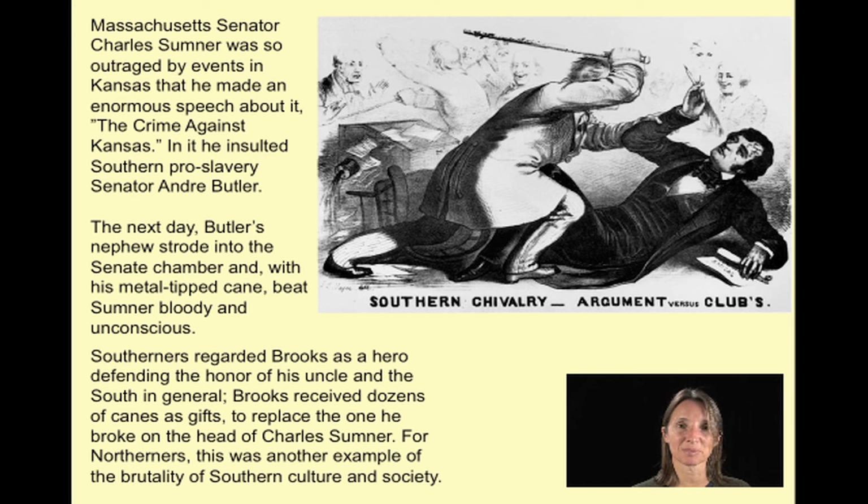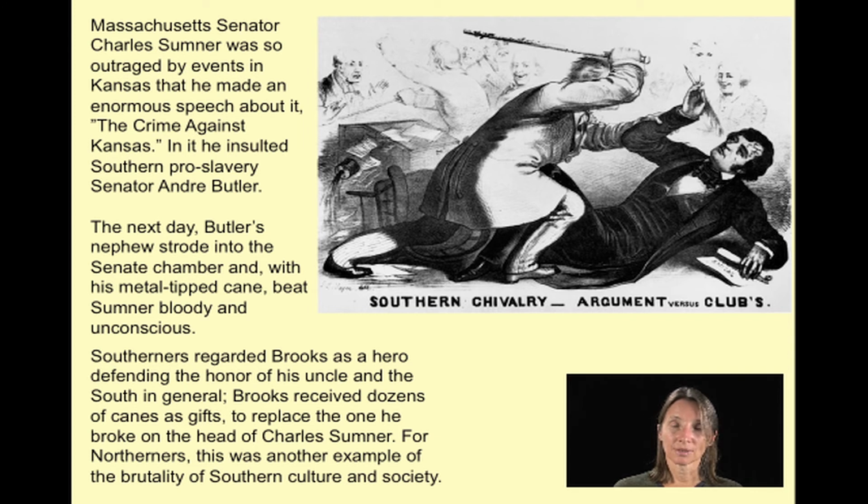And so after he made the speech, the next day, the nephew of the senator, his name was Butler, the nephew of Senator Butler went into the Senate and just beat up the Massachusetts Senator Charles Sumner, just smacked him over the head over and over again. He had buddies there who were keeping other people from intervening, so it was a really ugly episode in the federal government. Charles Sumner actually never fully recovered from the beating, but you know, he was badly injured.